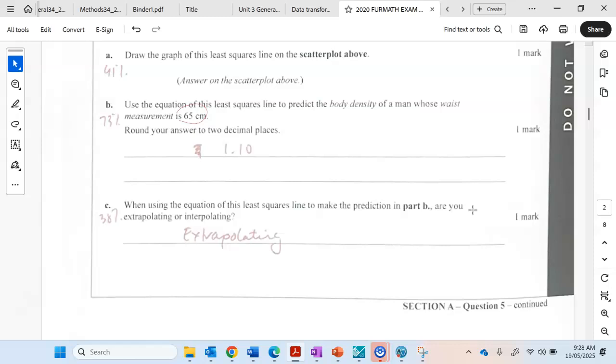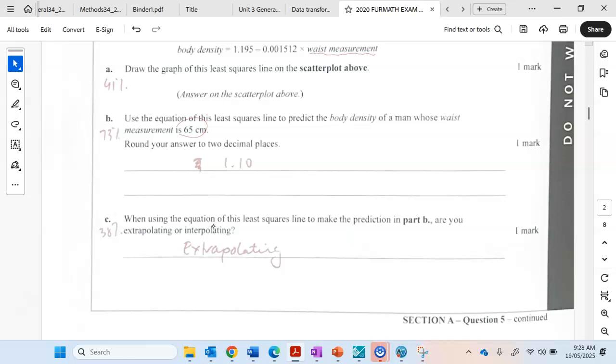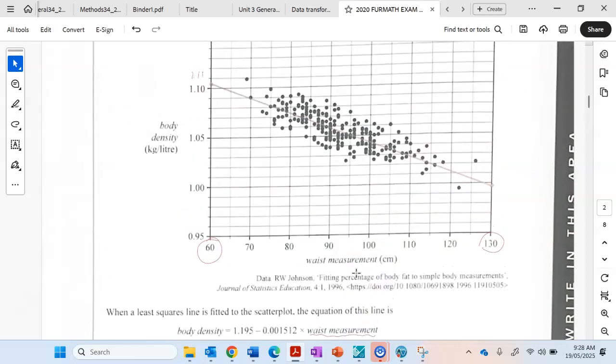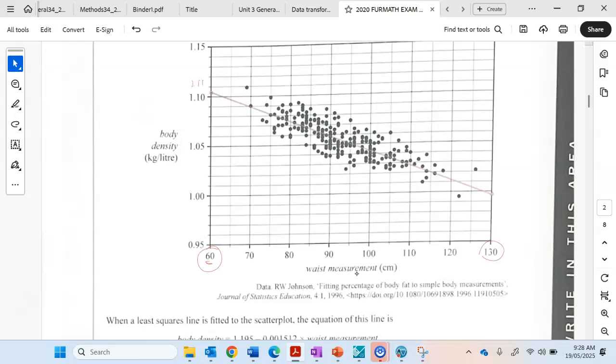All right, and then part C, also poorly done. When you think about it, you've got a better chance of guessing it correct because it's either one or the other, but in class most students wrote interpolating. So we're making a prediction, we're substituting in an X value. So when we're looking at the prediction, all right, so you're probably thinking, oh, we're going from 60 to 130. So 65 is within that. But it doesn't matter what your scale is.